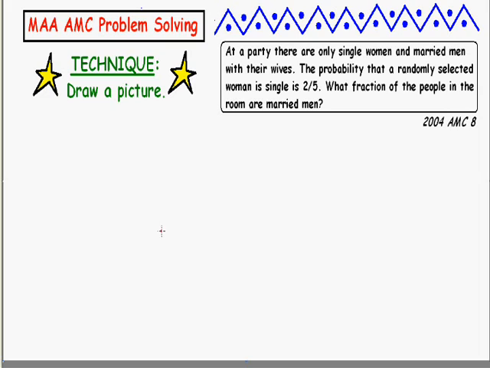Welcome. Let's examine another problem-solving technique inspired by the American mathematics competition. This time I'd like to talk about a problem from the 2004 competition for 8th graders.